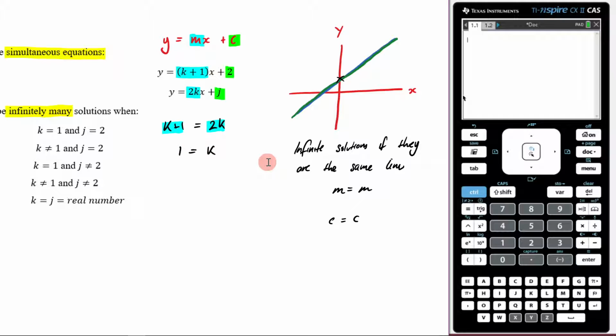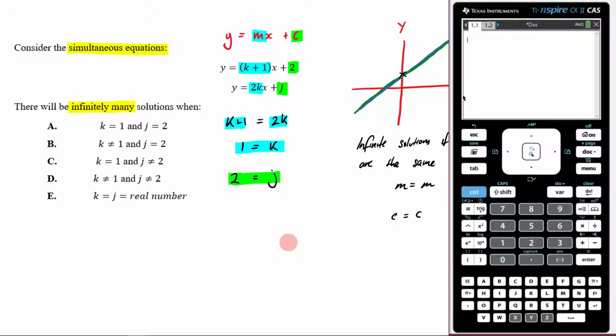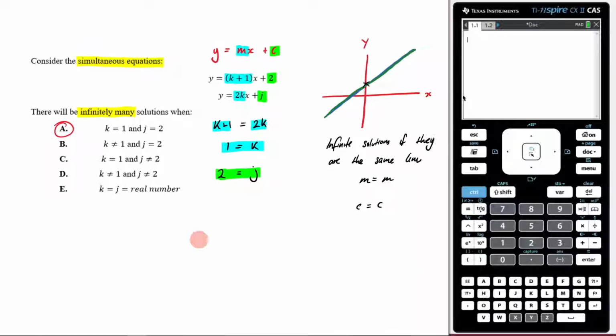And then furthermore, my y-intercepts have to be equal to each other. So 2 has to be equal to j. So as you can see there, I'm taking my 2 and my j, my y-intercepts, and I'm setting them equal to each other. And now we just look at our answers. K is equal to 1 and j is equal to 2. And what does that correspond to here? It corresponds to A.